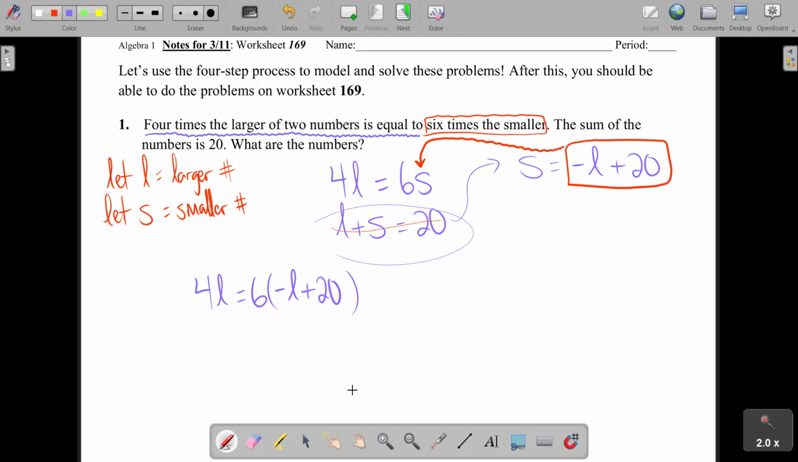I know I have to distribute. So I'm going to distribute. And on the left-hand side, I'm going to get 4L. And on the right-hand side, when I distribute the 6 to here and here, what do I get? Have faith. Oh, I get negative 6L plus 120. Nice.